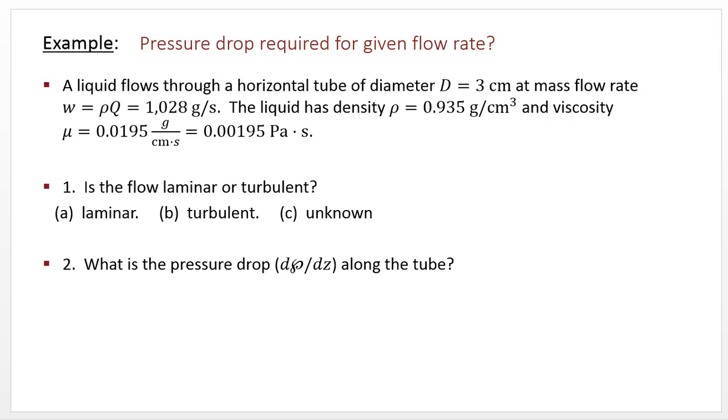We're asked two questions. One, is the flow laminar or turbulent? And two, what is the pressure drop, dP/dz, or the pressure gradient, along the tube that's required to maintain this flow rate? This is something very useful in an application. It would help one size the pump power requirements required to maintain this flow. So you can take a few minutes and think about this, pausing this video, and then you can resume and we will discuss the solution.